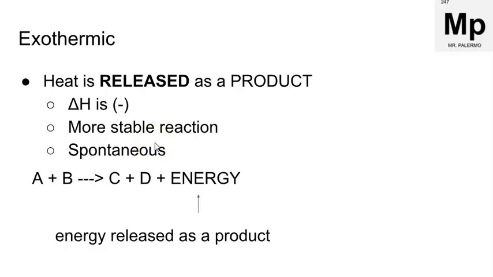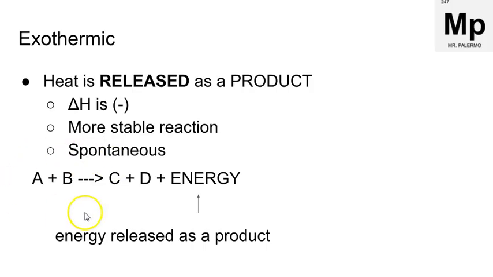Exothermic reactions are more stable because we're getting rid of some of this energy, so we're going to a lower energy state or configuration, and therefore it is a more stable situation. Exothermic reactions are also spontaneous because they don't need as much of an energy input as an endothermic reaction.